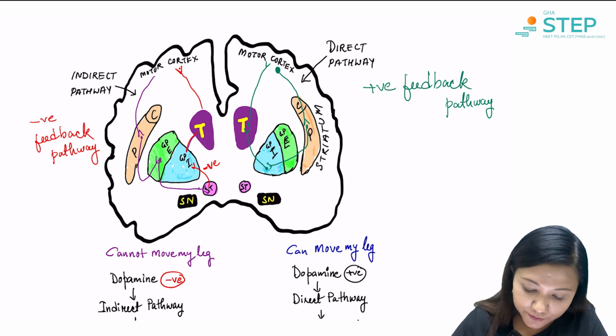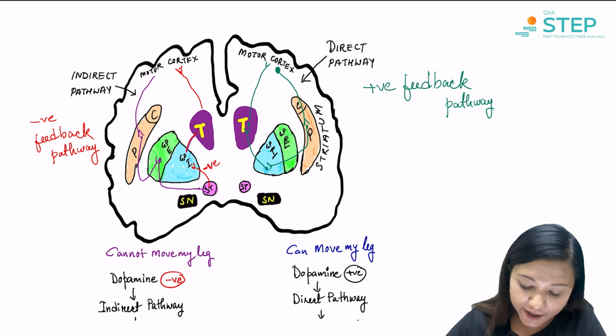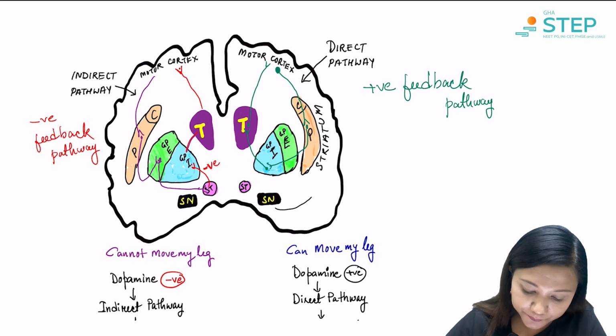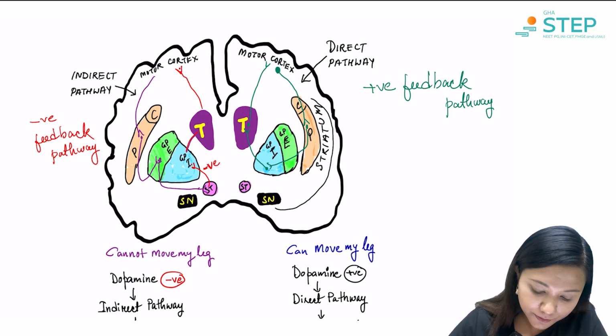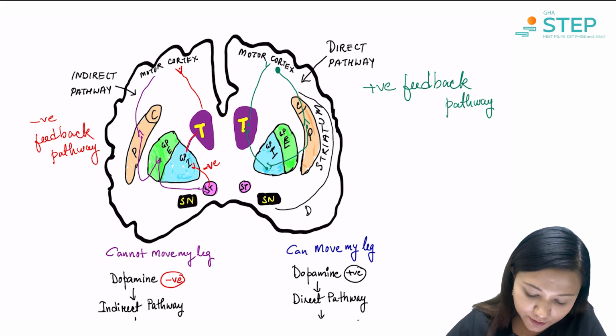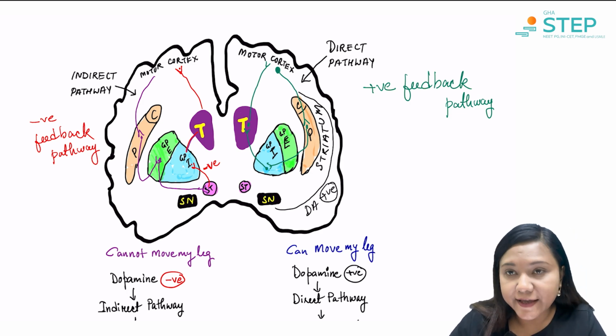Now what happens is that the substantia nigra releases the neurotransmitter dopamine, and it sends a positive signal to the direct pathway.